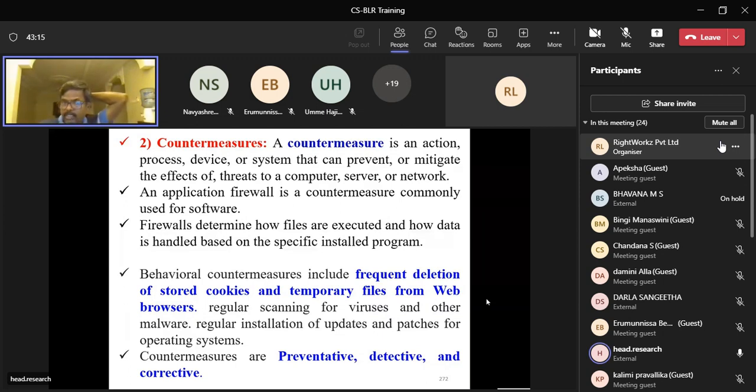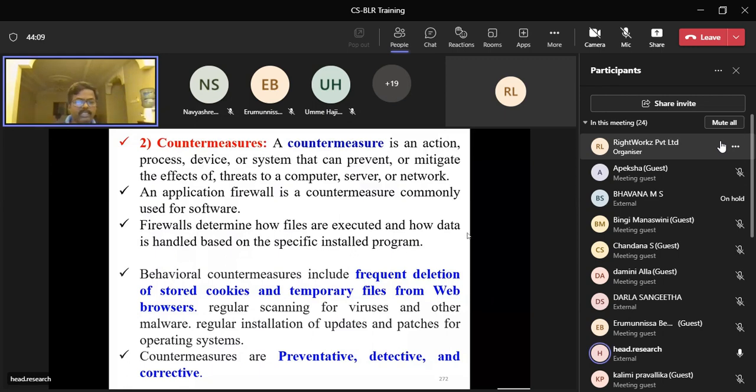Application firewall is a countermeasure commonly used for software. So the operating system is software, antivirus is software. We are using various countermeasures like application firewall and business related firewall, etc. A firewall is used at the network level to protect against unwanted websites, unauthorized websites. Firewalls determine how files are executed and how data is handled based on the specific installed program. That is called a countermeasure. That is called a firewall.